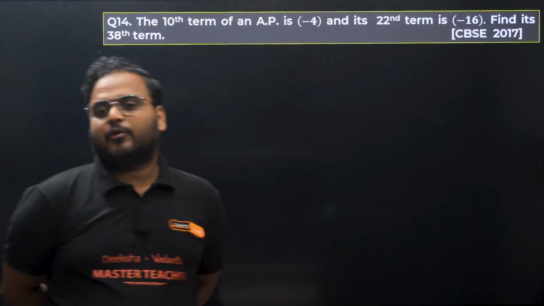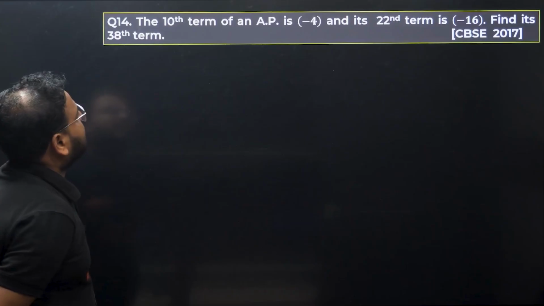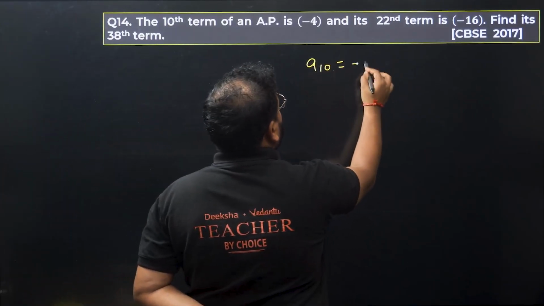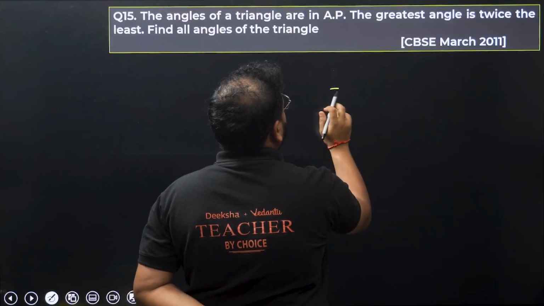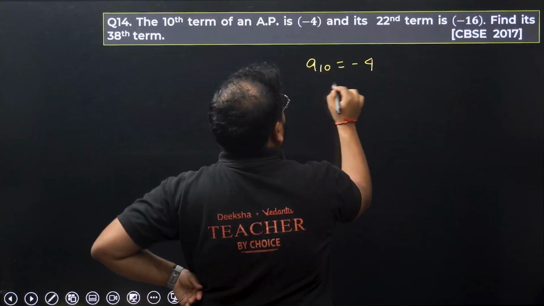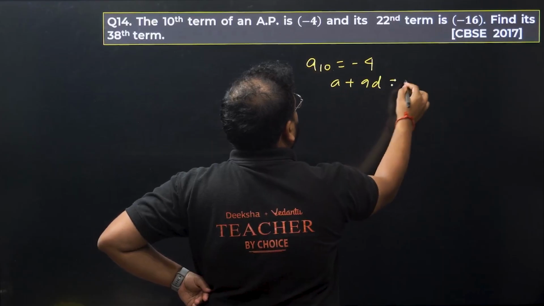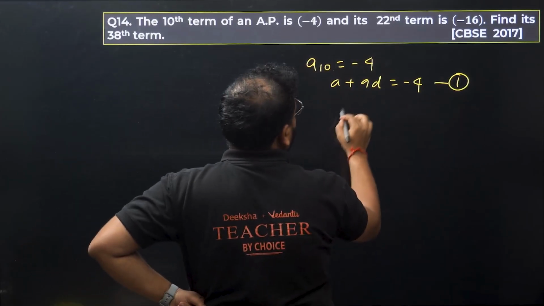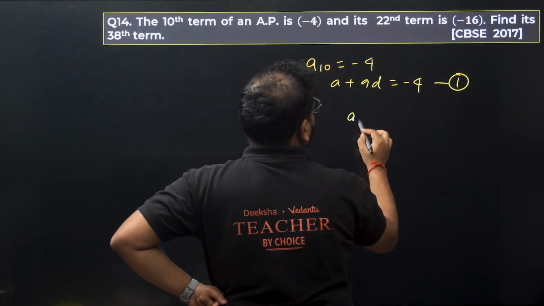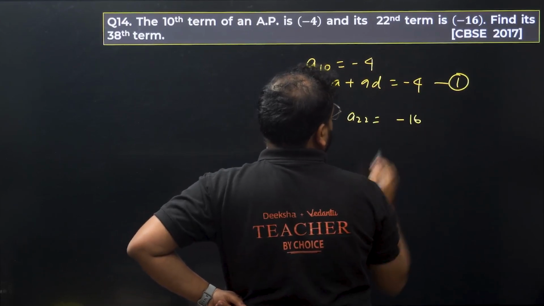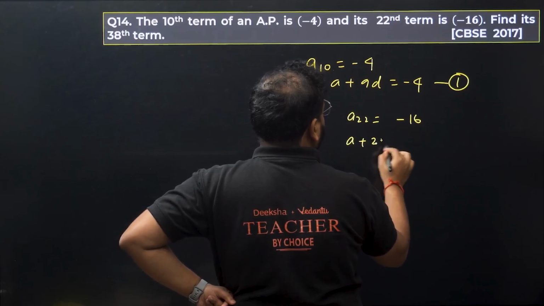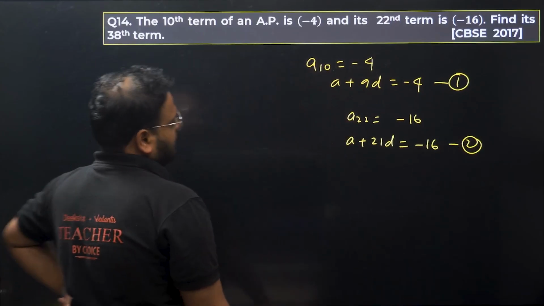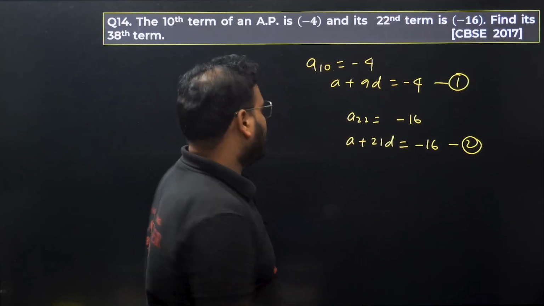Alright, next we have question number 14. The 10th term of an AP is minus 4. So A10 is given as minus 4, which means A plus 9D is given as minus 4. Equation number 1. 22nd term, they're saying what? From here, please check. A22 is given as minus 16. It means A plus 21D is minus 16. Equation number 2. Find its 38th term. Okay.